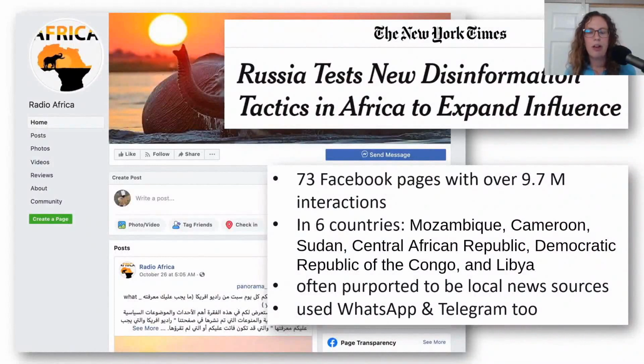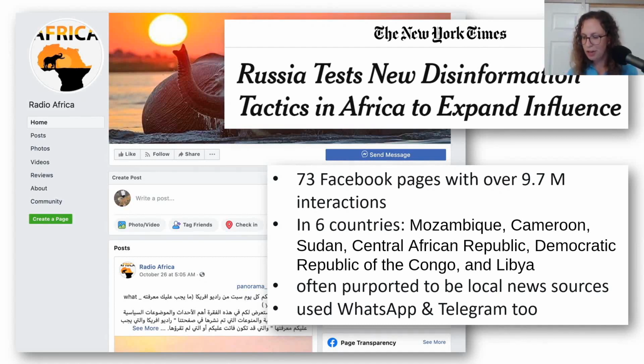A report came out this fall, an investigation from Stanford's Internet Observatory, where Renee DiResta and Alex Stamos work, of Russia's most recently identified disinformation campaign. It was operating in 6 different countries in Africa. It often purported to be local news sources. It was multi-platform. They were encouraging people to join their WhatsApp and Telegram groups, and they were hiring local people as reporters.